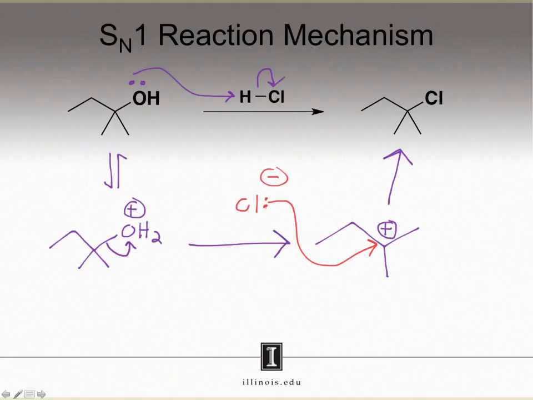Arrows start on electrons, either lone pairs or bonds, and they end on either atoms or bonds.